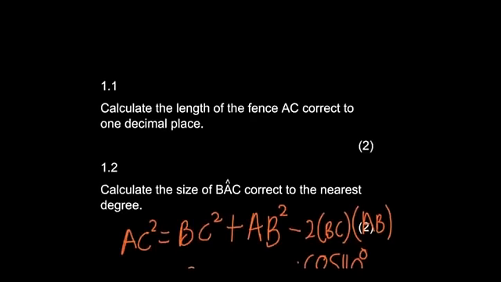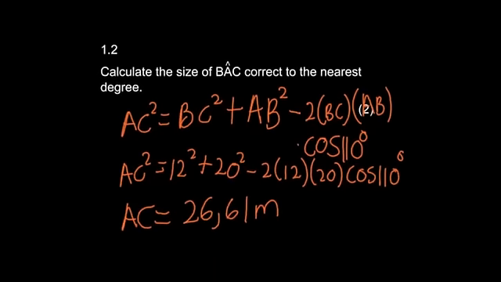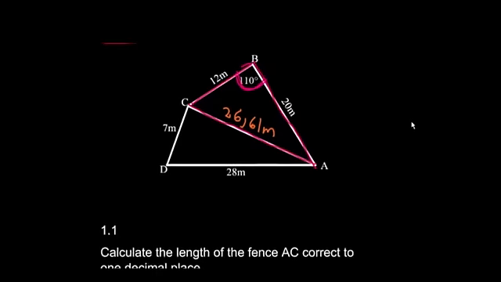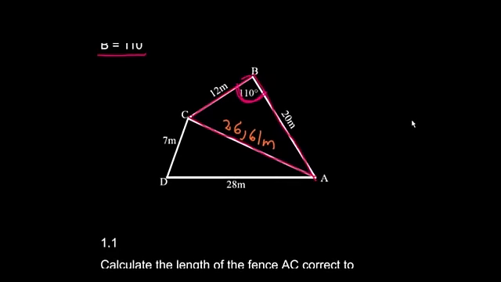Let's look at 1.2. It now says calculate the size of angle BAC, correct to the nearest degree. Let's go back to our picture. Where is BAC? BAC is this little corner here of the plot. So let's look at what we have. We've got the three sides now, don't we? We've got BC, AB, and AC, and we've got that angle.